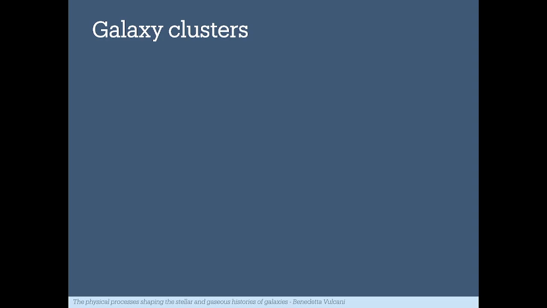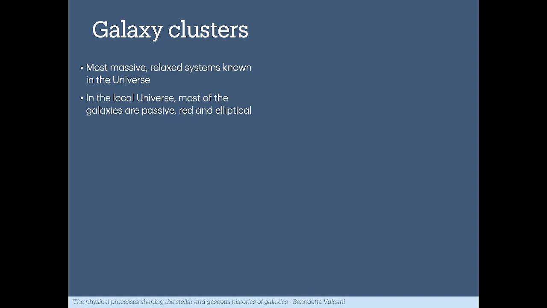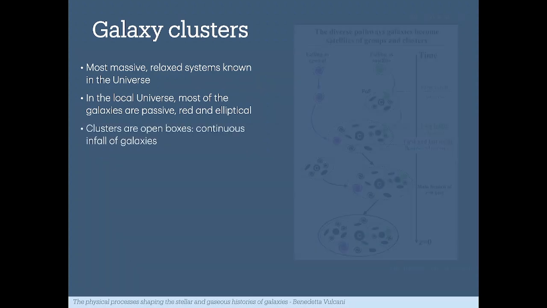So just a brief introduction to galaxy clusters. We know that galaxy clusters are the most massive relaxed known systems in the universe. They are extreme populations, an extreme environment, the harshest environment, so we know that they must play a role in galaxy evolution. However, in the local universe, most of the galaxies are passive, red, elliptical, so the question could be, why do we care about local clusters? Everything is already set.